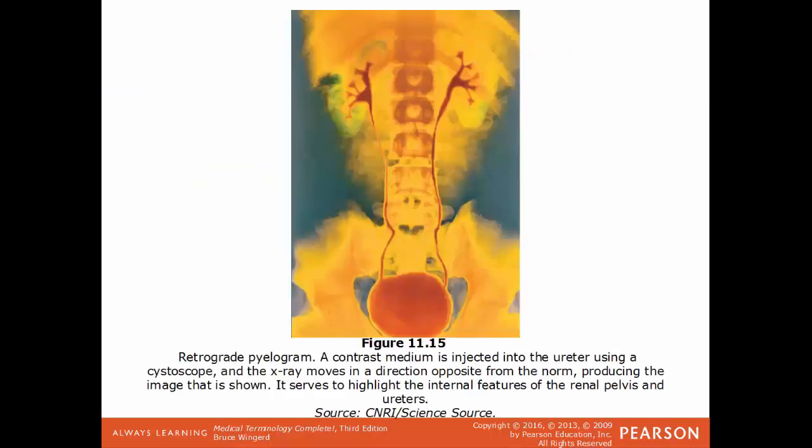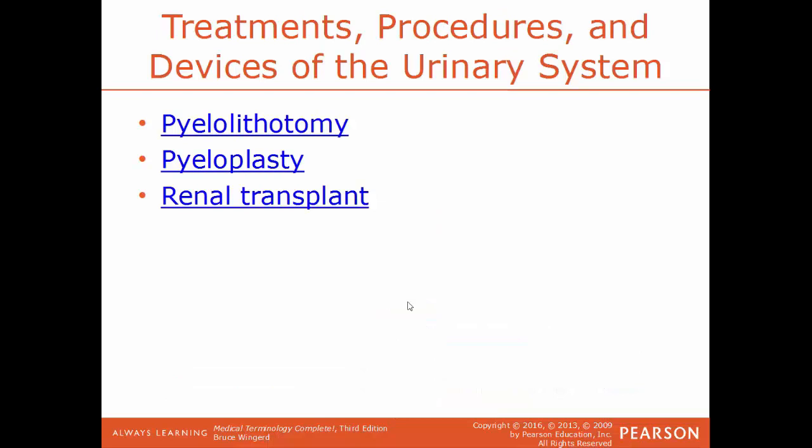This is a retrograde pyelogram, where you have the contrast dye injected into the ureters, and this long tube. In this type of image, you can see the renal sinuses here, the ureters, and the bladder. And because the flow of this contrast medium is opposite of what urine would normally do, that's why it's classified as retrograde. Pyelolithotomy. This is a procedure that's not that commonly done anymore thanks to shockwave therapy.